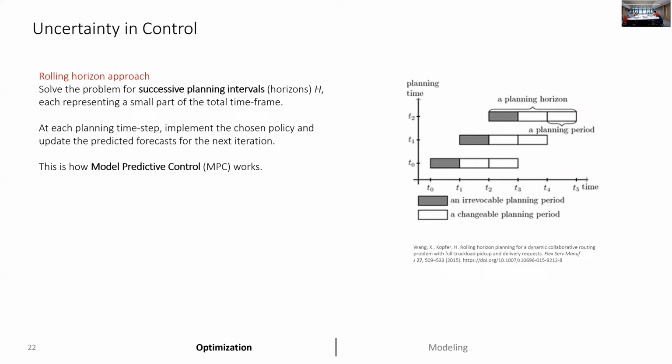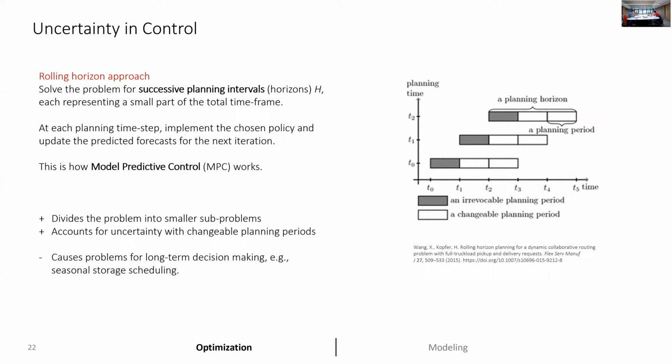So the advantage of this approach is that, well, we divide the problem into smaller subproblems. We account for uncertainty with changeable planning periods. However, this can cause problems for long-term decision-making when we want to account for decisions that might have an impact far beyond the horizon that we're considering. For example, seasonal storage scheduling.